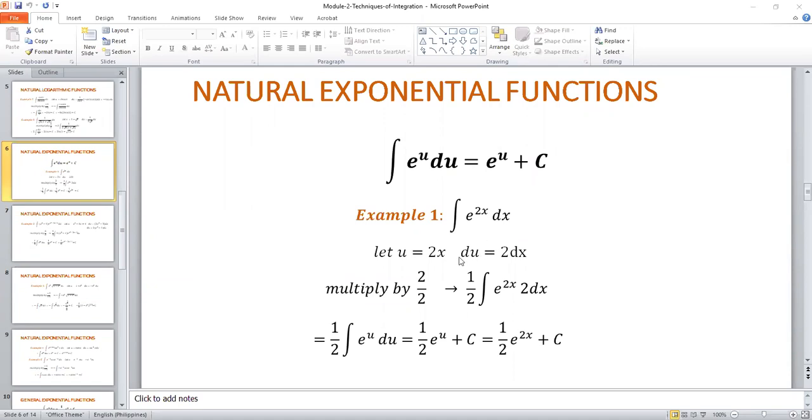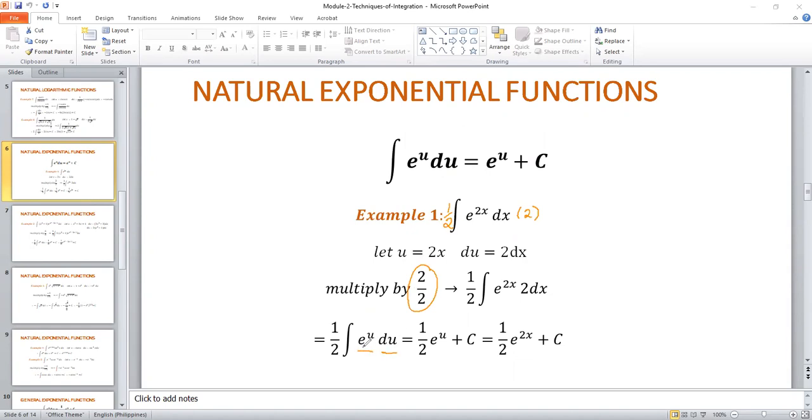Okay? So your u is 2x. The derivative of 2x is 2 dx. So what do we lack in here? You already have the dx, so you just need the 2. So you just multiply here by 2, and you place here 1/2, requiring you to multiply the entire integral by 2 over 2. So you have here now 1/2, as I have written here, e^u du.